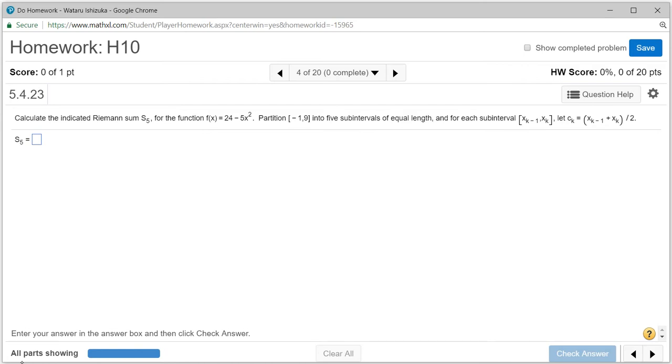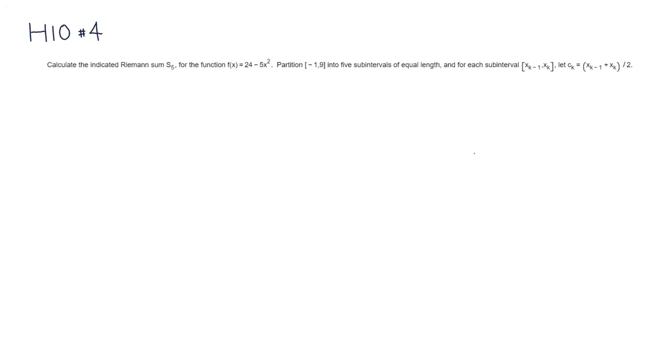Then the sample point, this might be a little bit tricky to realize, but here the sample point c sub k is actually just the average between the two endpoints. So we're talking about the midpoint. The midpoint of each interval is going to be our sample point, right?